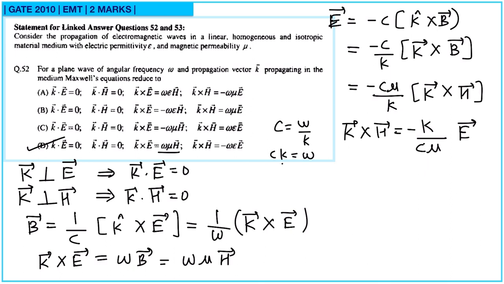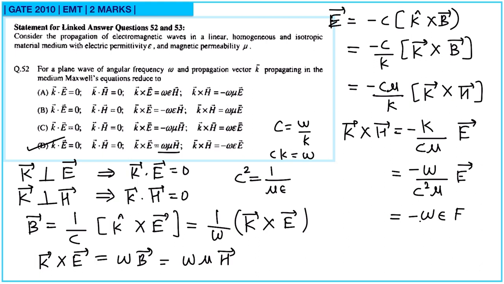So from here k is equal to omega by c. So this will be minus omega by c square mu into E bar. Now c is equal to 1 upon under root mu into epsilon. So that gives us c square is equal to 1 upon mu epsilon. So c square into mu will be 1 upon epsilon. So this will be minus of omega into epsilon into E bar. So this is also correct. So option D is correct here.